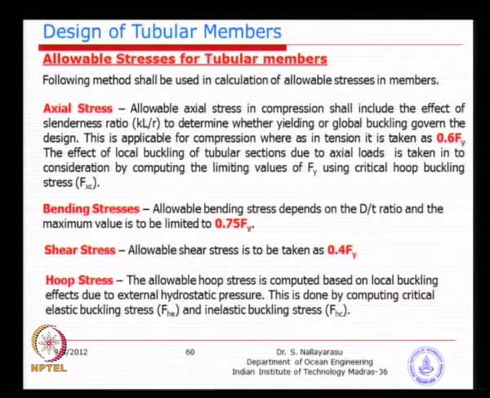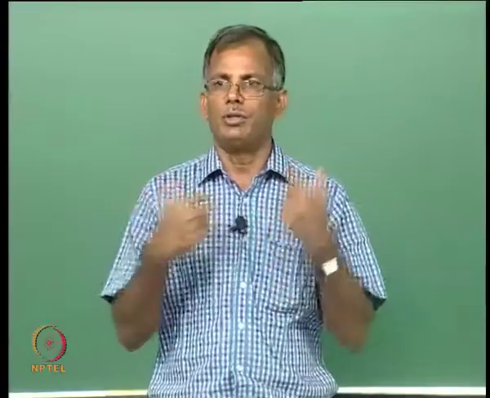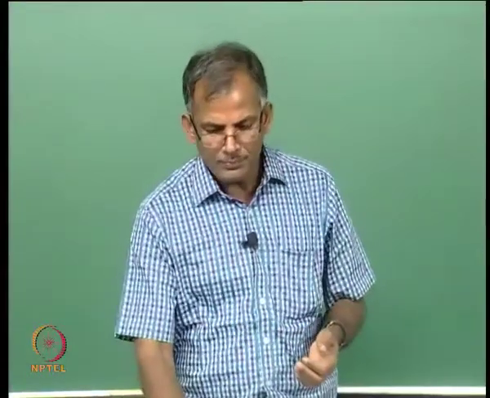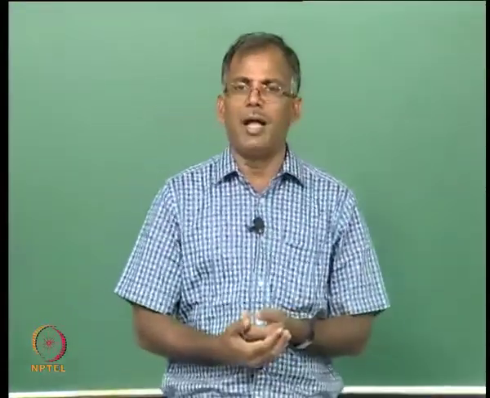If you know the allowable stress, then the design can be concluded, because our design equation is that the applied stress is less than the allowable stress, or the allowable stress is greater than the applied stress. So, basically, if we know these two components, the design can be done. So, how do we calculate the allowable axial stress?